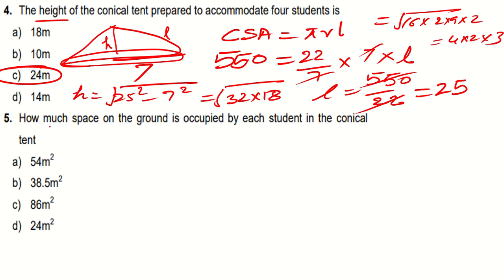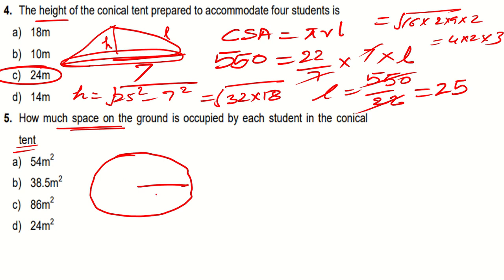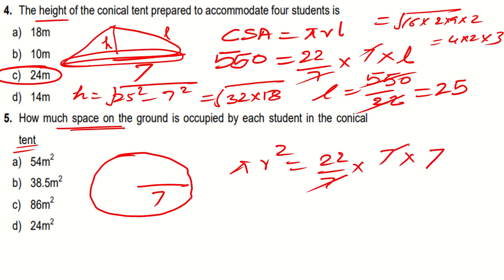Now, how much space on the ground is occupied by each student in the conical tent? How much space on the ground means you have to find the area. Yes, circular area. So for circular area, you want the radius. The radius is given to us. Pi r squared means 22 by 7 times 7 times 7. Okay, how much space on the ground is occupied by each student?